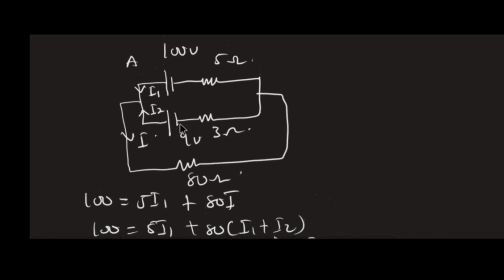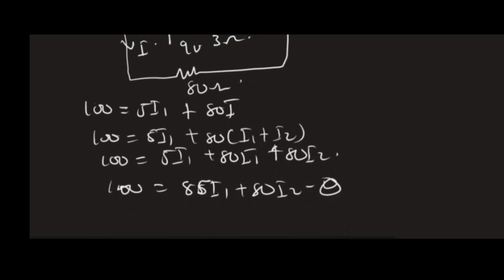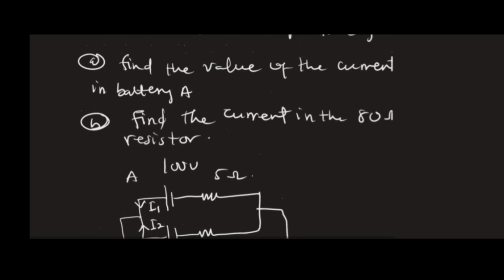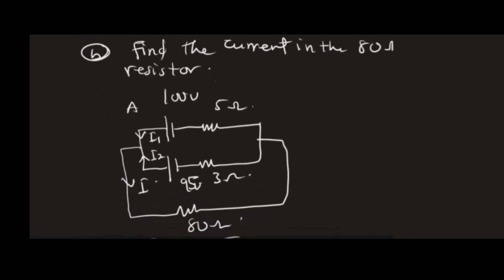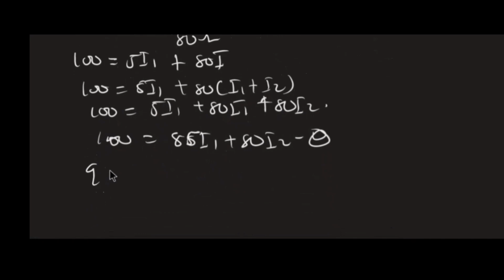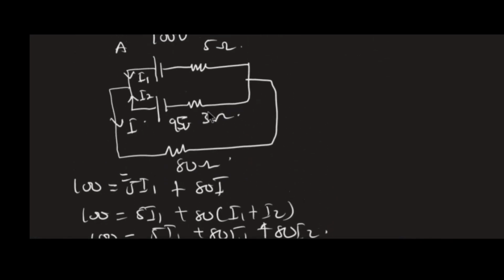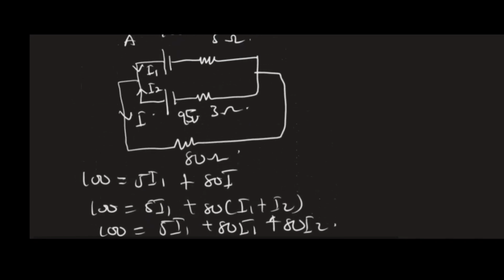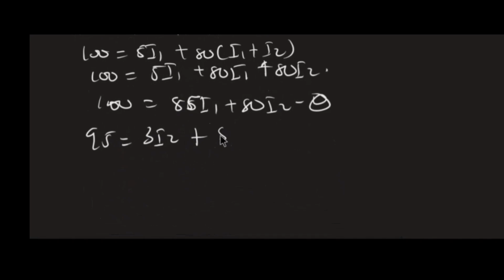Now, for my second equation, I can take this loop here like this. You can see the pattern. So once I have that loop, I have 95, being the total because the total for battery B is 95 volts. So 95 should be equal to my voltage drop across here, which is 3I2, plus I1 will come here, so 80I. I split: I have 95 is equal to 3I2 plus 80(I1 plus I2).